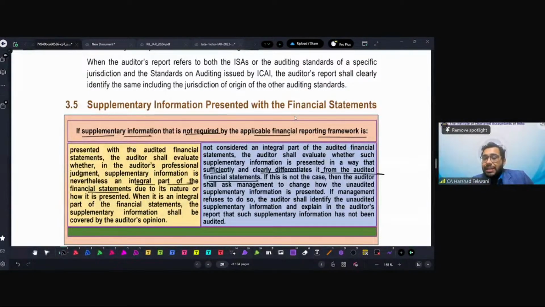If management is not changing that, if management says I will not remove this from the financial statement portion, I will keep this other information, supplementary information, here only, then in that case you need to identify that unaudited supplementary information in your audit report and explain that this is not audited. This supplementary information is not audited. It is there as a part of the audit report, but I have not audited that information because this is supplementary information, not an integral part of the audited financial statement.